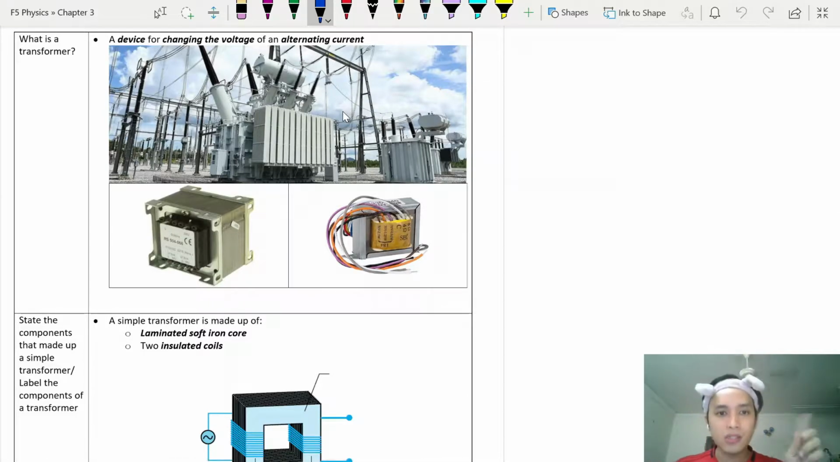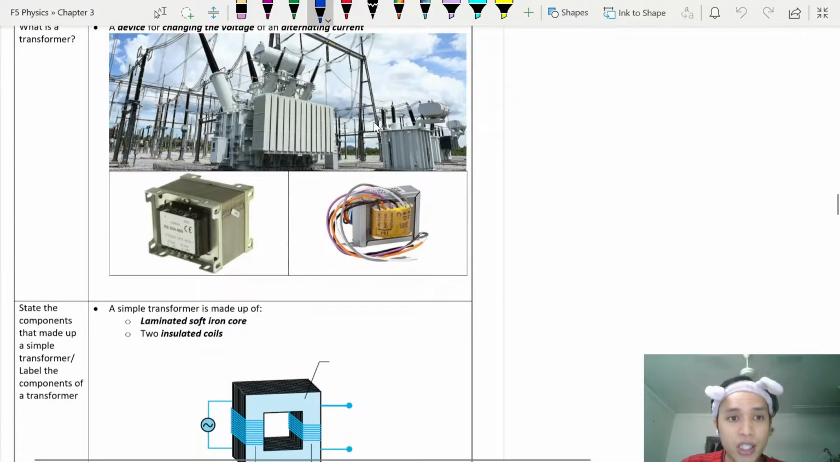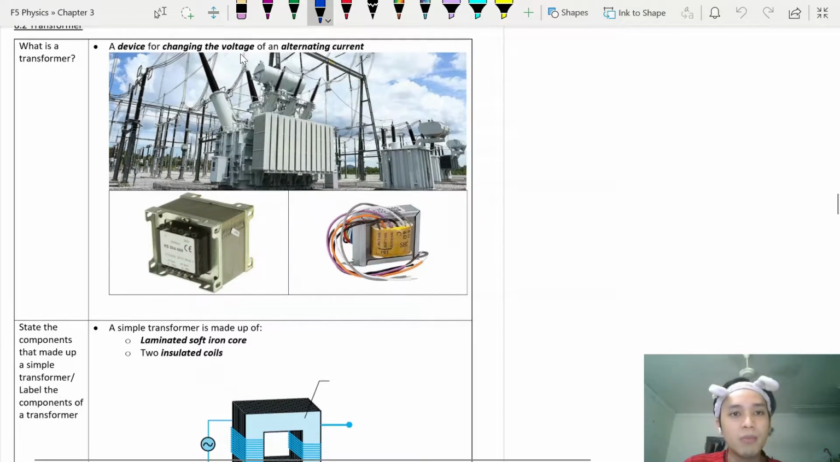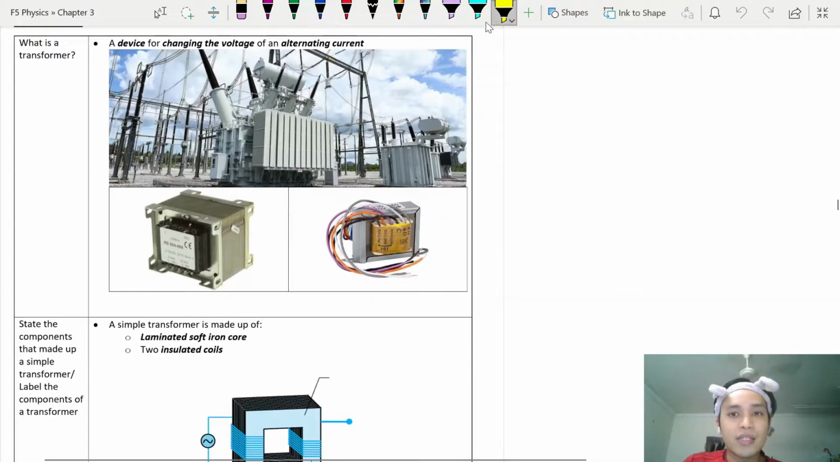Let's go through a few basic things about a transformer. First, of course, you need to know the function of a transformer. By now, if you still don't know the function of a transformer, then you need to know. It's basically to change or convert your voltage. The basic function of a transformer is to change the voltage, or sometimes we say we can change the potential difference, but only for an alternating current.